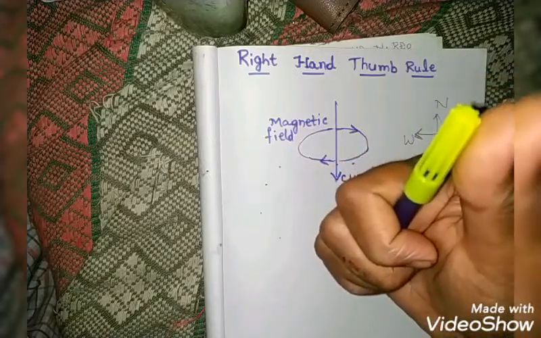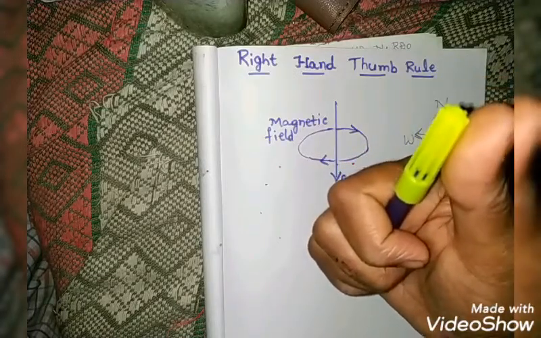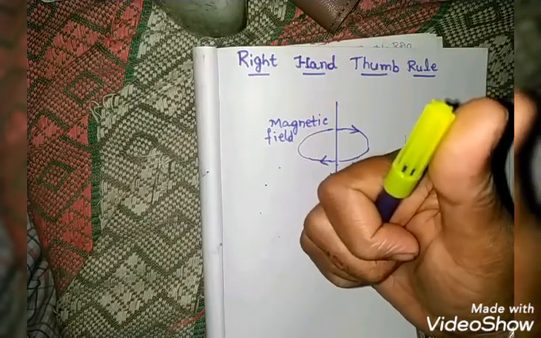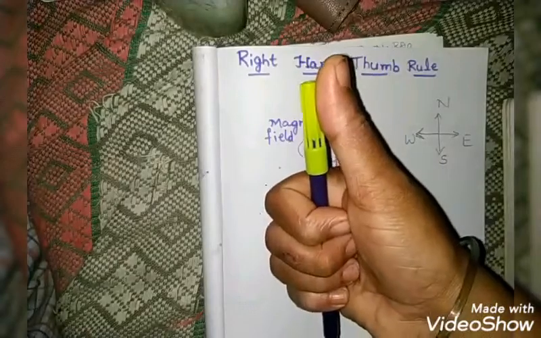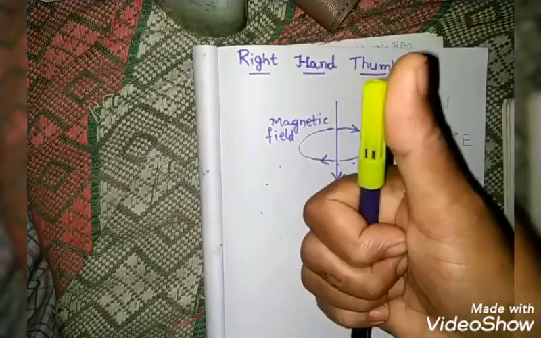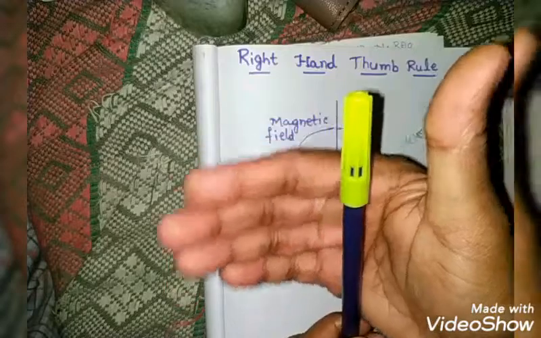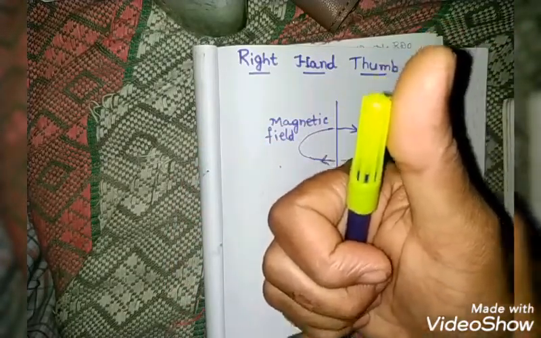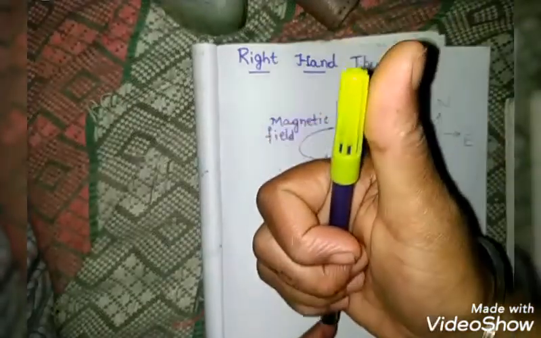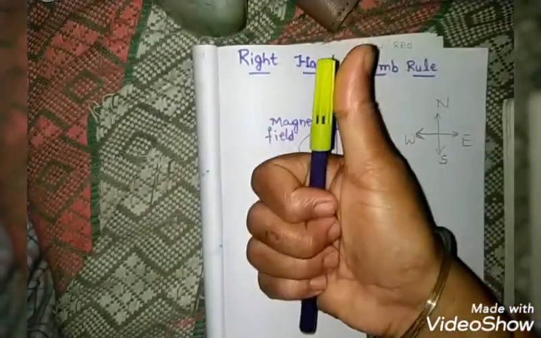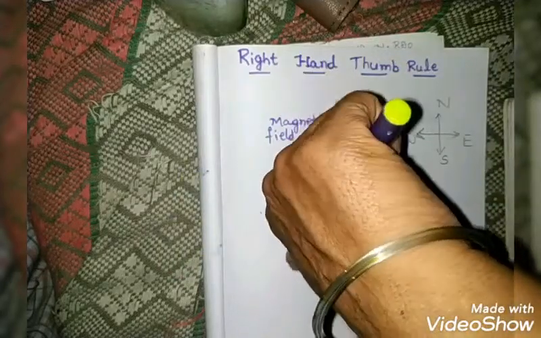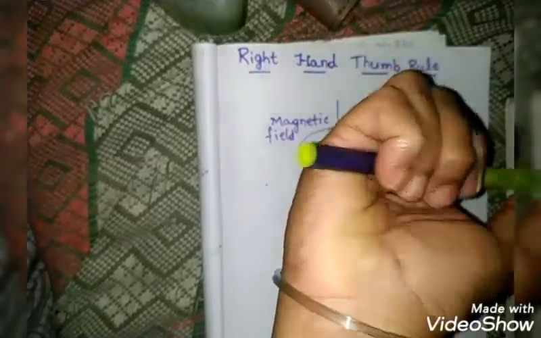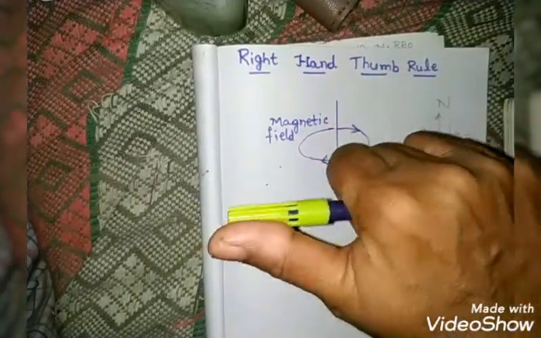This rule is known as right hand thumb rule. What is the right hand thumb rule? If we are holding a current carrying straight conductor in our right hand, such that the thumb indicates the direction of the current, then the other fingers which encircle the conductor will show the direction of magnetic field around the conductor in this way. This rule is known as right hand thumb rule. In this way also you can hold according to the situation. This way you can hold, or this way, or in this way, children. Any way you can hold according to the situation.